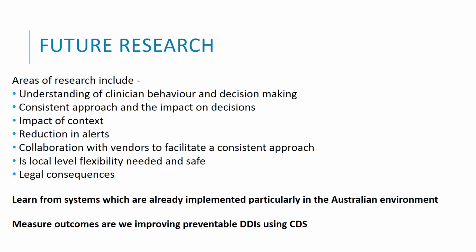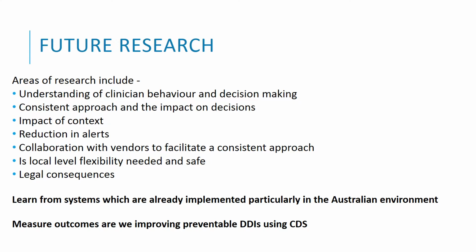So future areas of research could include understanding clinician behaviour and their decision making, the consistent approach and the impact on outcomes or impact on decisions, impact of clinical context, and further information around reduction in alerts. Does that actually make an impact? We also need collaboration with vendors to facilitate this consistent approach. And is local level flexibility needed, and is it safe? And also there needs to be some investigation around the legal consequences of not displaying some of these alerts.